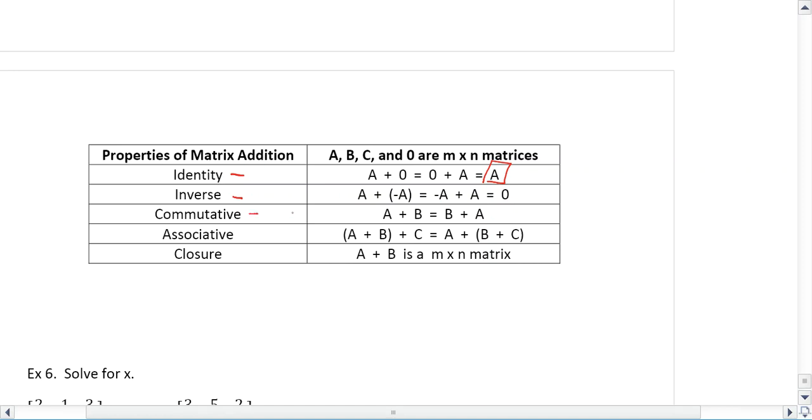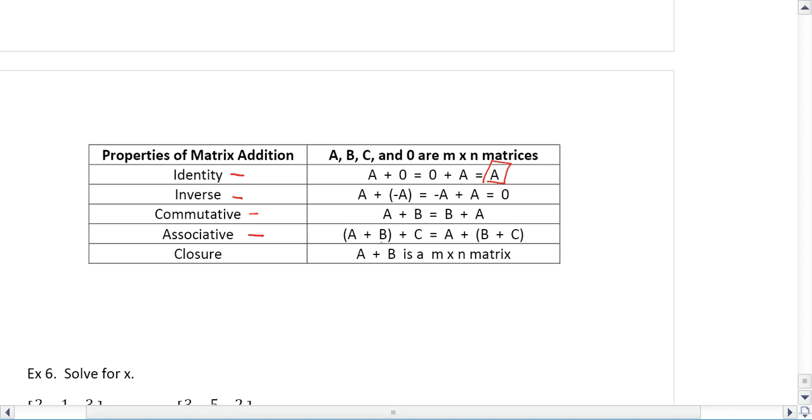Commutative property. Now, adding matrices is commutative. It would not matter which one you start with. However, when we do multiplying in the next section, this is very, very different. So we're reviewing this just so you can be real familiar with these properties, because they're not the same with matrices as they were with regular multiplication. But addition, they are the same.